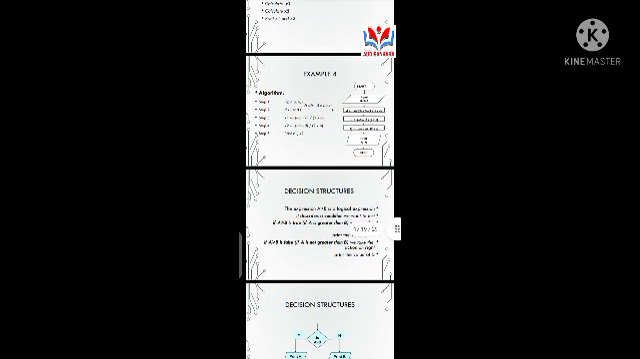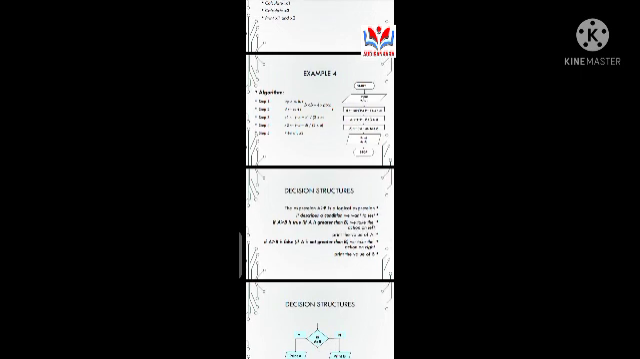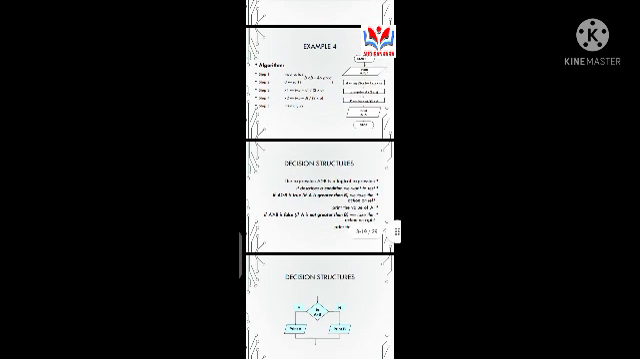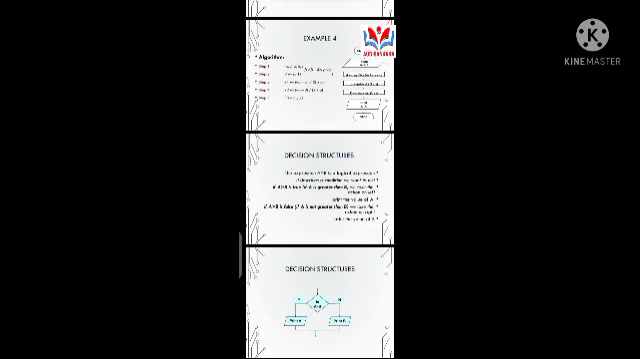Algorithm. Step 1: input a, b, c. Step 2: d equals the square root of b into b minus 4 into a into c. Step 3: x1 equals minus b plus d divided by 2 into a. Step 4: x2 equals minus b minus d divided by 2 into a. Step 5: print x1, x2.